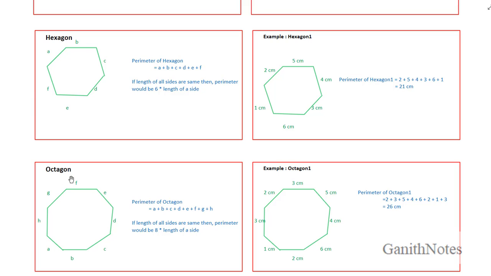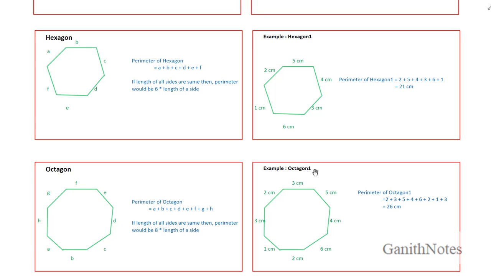Next polygon would be an octagon, which is nothing but a polygon of 8 sides. So the corresponding side lengths of each of the sides are given as A, B, C, D, E, F, G and H. So the perimeter of this octagon would be A plus B plus C plus D plus E plus F plus G plus H. In case the lengths of all the sides of this particular octagon are the same, then the perimeter would be 8 multiplied by the length of a particular side.